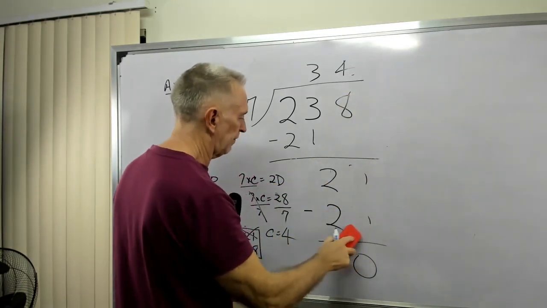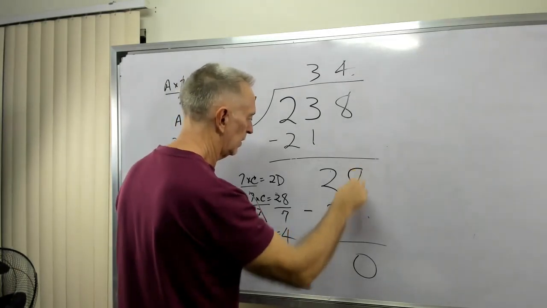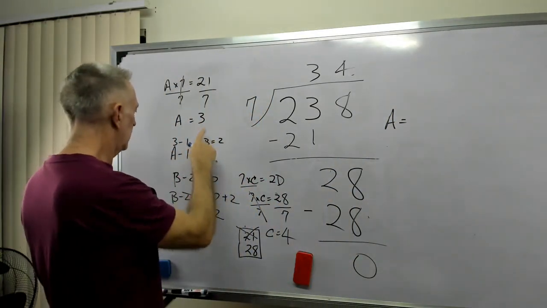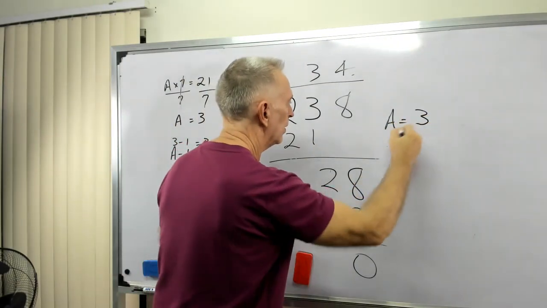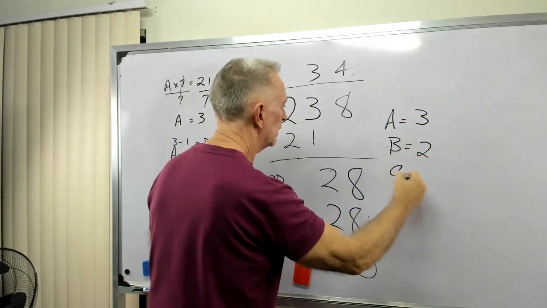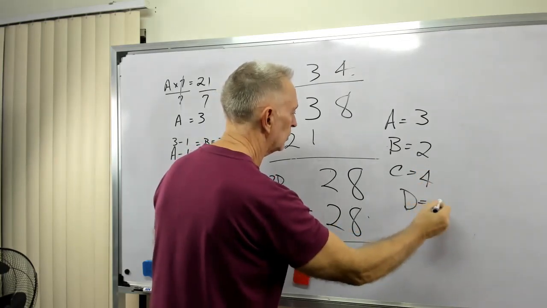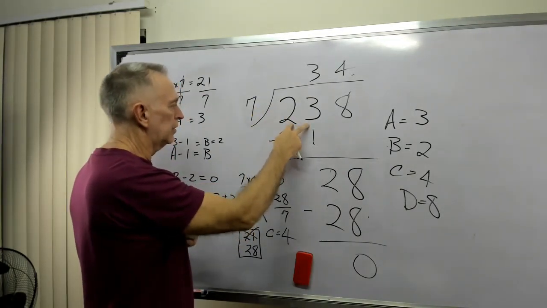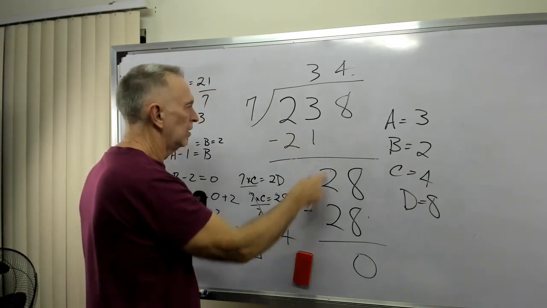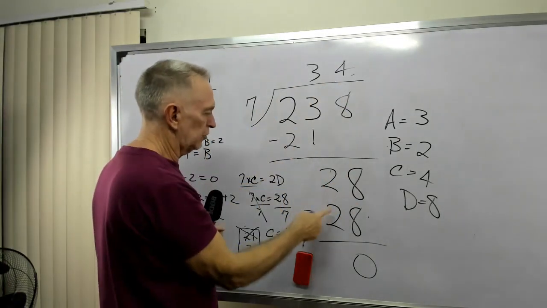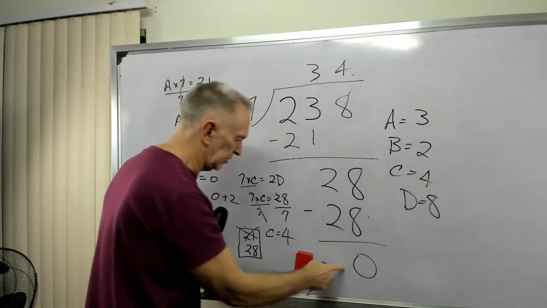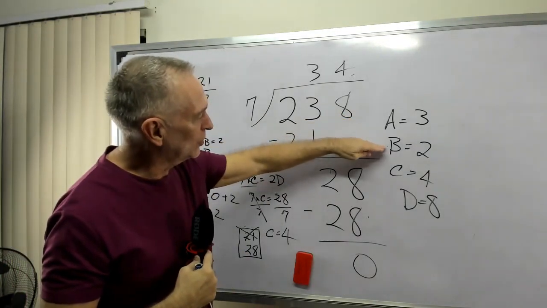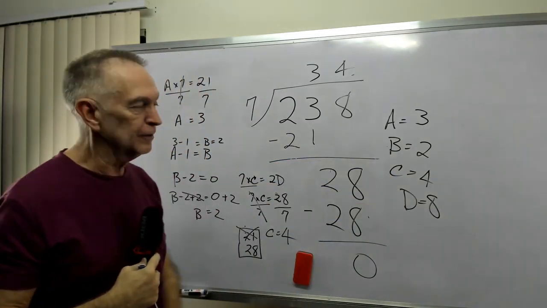So let's just see if that works out. Before I do that, we're saying A equals 3, B equals 2, C equals 4, D equals 8. All right, let's try this. 3 times 7, 21. 23 minus 21 is 2. Bring down the 8. 4 times 7 is 28. 28 minus 28 is 0. Okay. All right, so we have A is 3, B is 2, C is 4, D is 8.